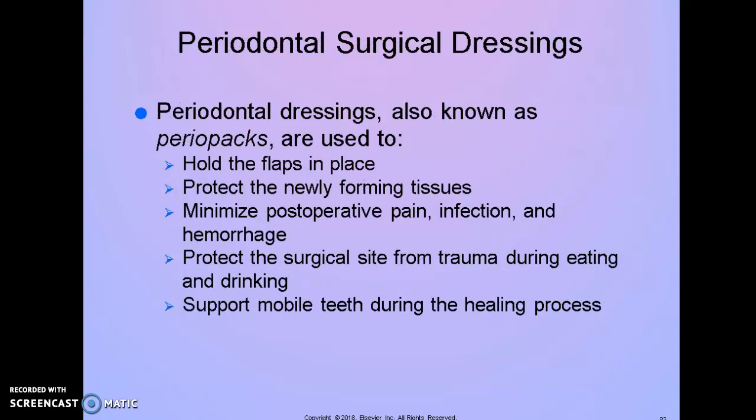The dressings that are used are called Perio packs, and they are used to hold the surgical flap in place. They're used to protect the newly forming tissues. They're used to minimize post-operative pain, infection, and hemorrhage. They are used to protect the surgical site from trauma during eating and drinking, and also to support mobile teeth during the healing process.